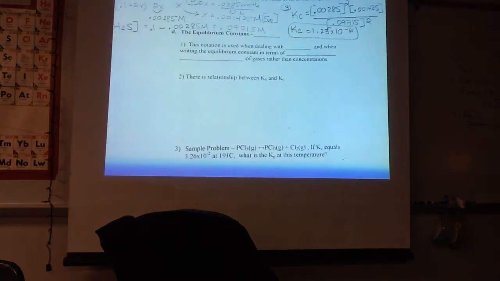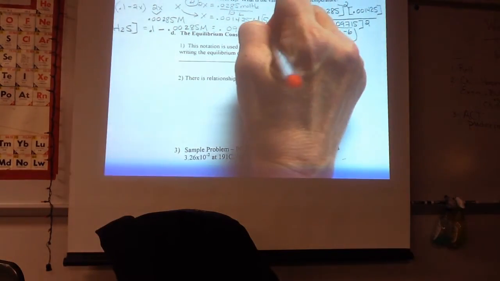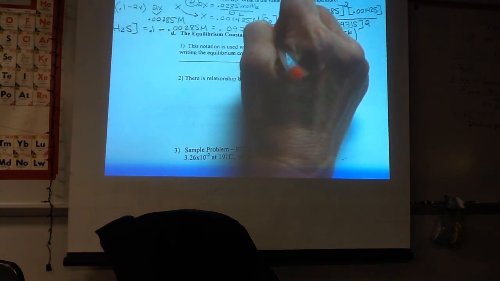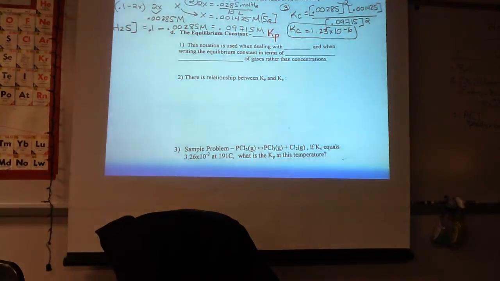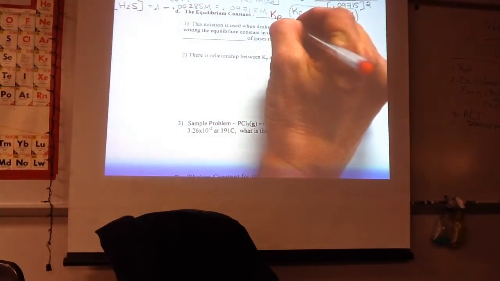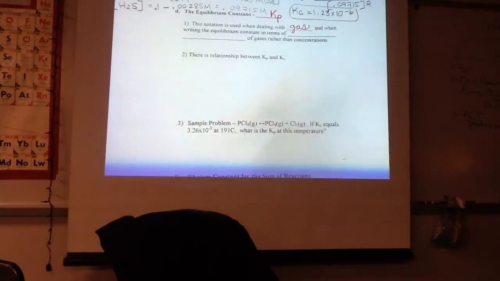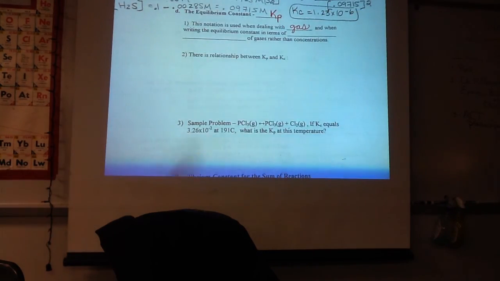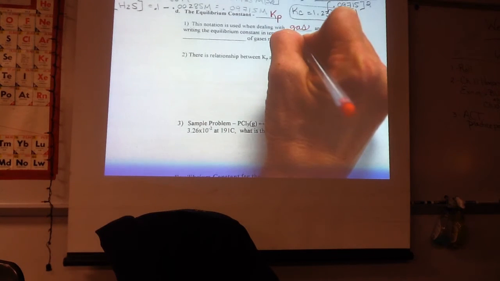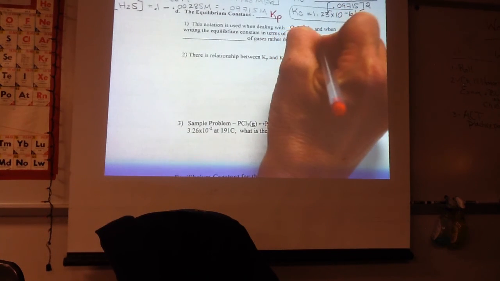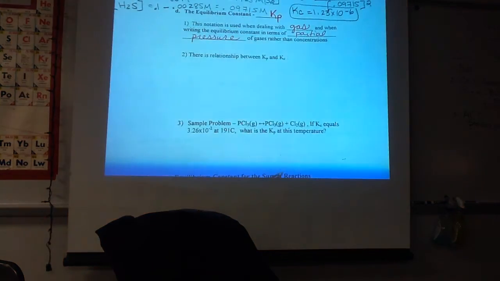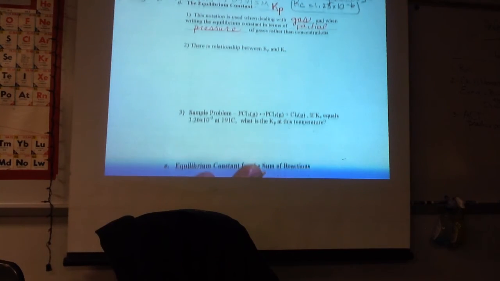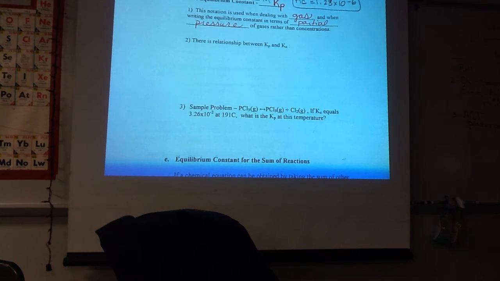There's another equilibrium constant. There's many. And this one is called Kp. And Kp is the same mathematical expression. However, we use it when we're dealing with gases. And you do it when you're writing your equilibrium constant in terms of partial pressure. So P stands for pressure rather than concentration.